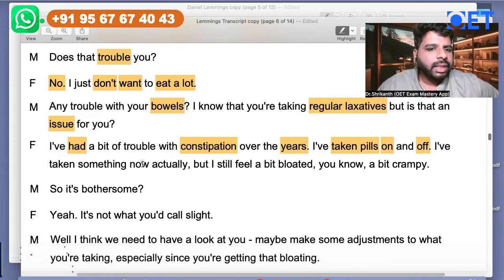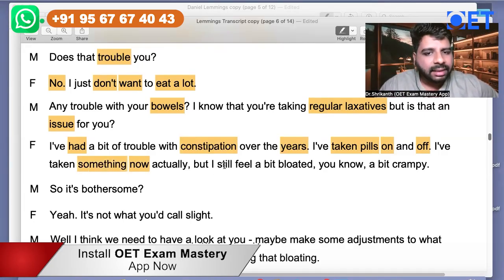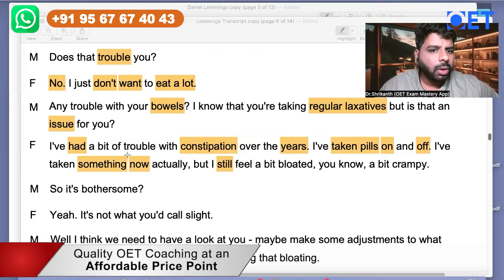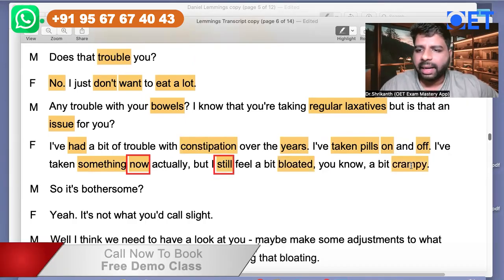I have taken something now, actually. Now you see over here, now the present tense is coming. Now she is saying, I have taken something now. But I still, now you see, now and still, these are all words that indicate present tense. These are not past tense over here. And she is saying, I feel a little bloated and a little bit crampy.